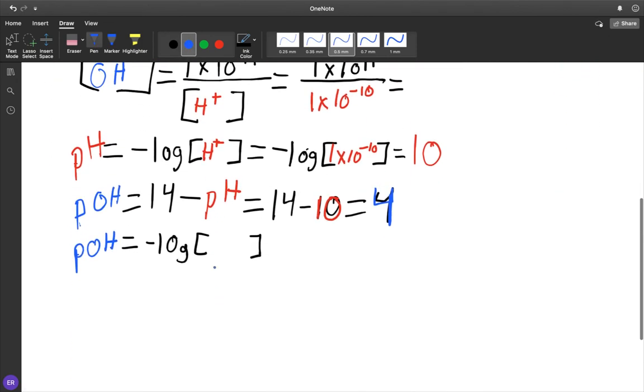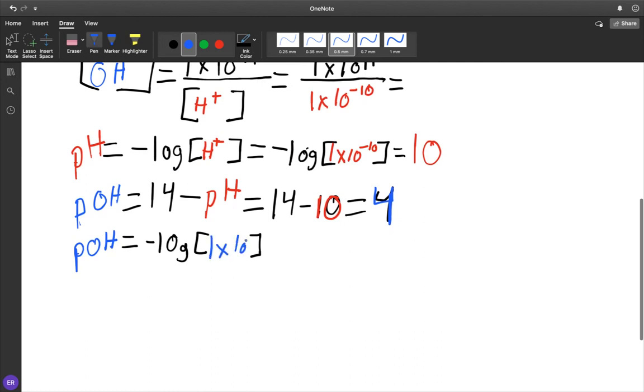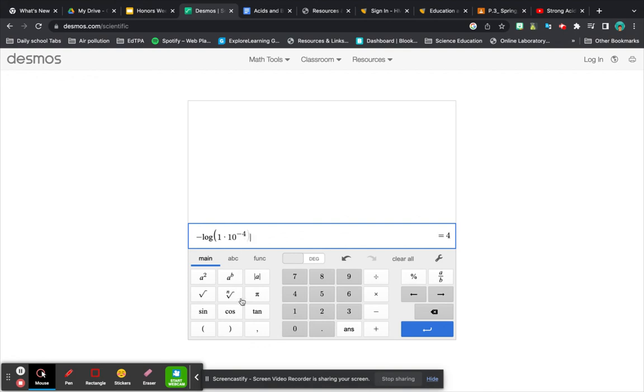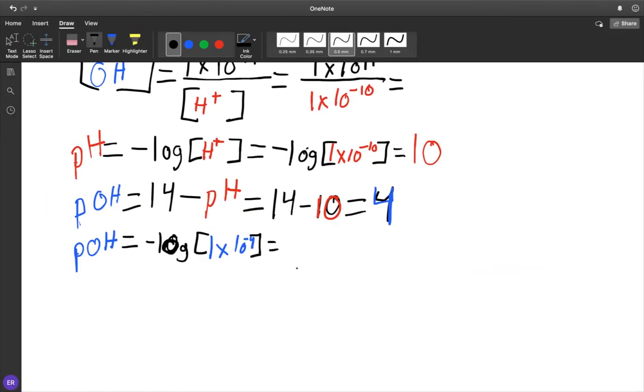So let's add that, 1 times 10 to the negative 4. Okay, so we plug that into our calculator, and this is log, not 10G, it's log. Let's see what we get. We can close the parentheses if we want, but that's going to equal 4 right here. All right, and pOH is 4, which is the same thing that we got. So we got it through the concentration, and we also got it using the pH. So two ways to find the same thing.